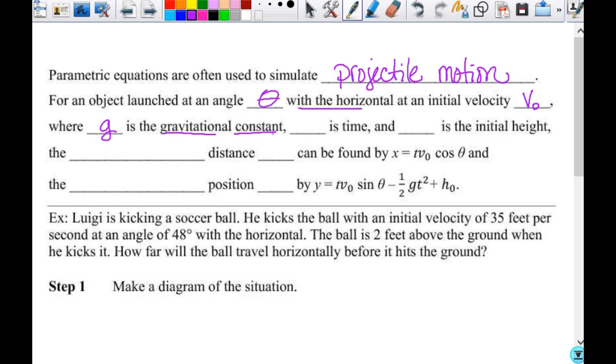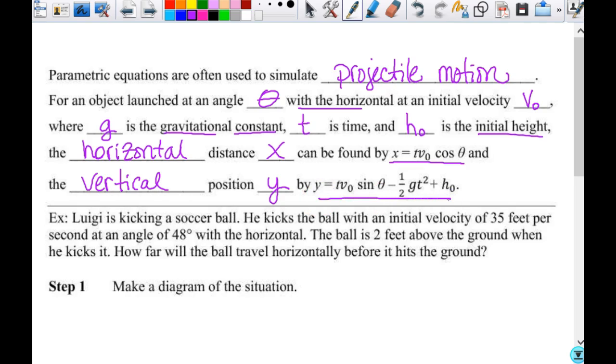So g is the gravitational constant, and t is time, and h sub 0 is the initial height. Okay, the horizontal distance x can be found by x equals t times v sub 0 cosine theta. So it's giving us what our generic equations look like, and the vertical position y by y equals t times v sub 0 sine of theta minus 1/2 g t squared plus h sub 0. You don't have to memorize it, you just have to know that these don't change. This is given to you on how you make them, okay?